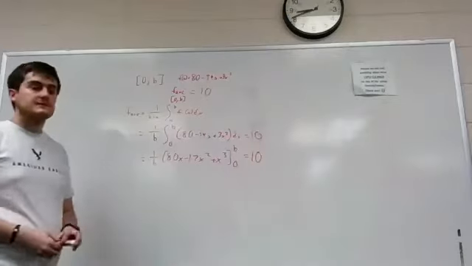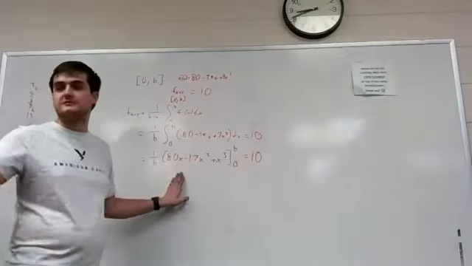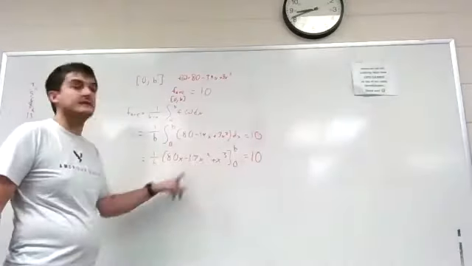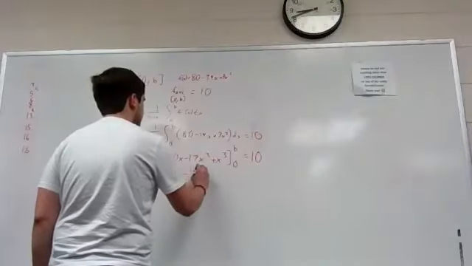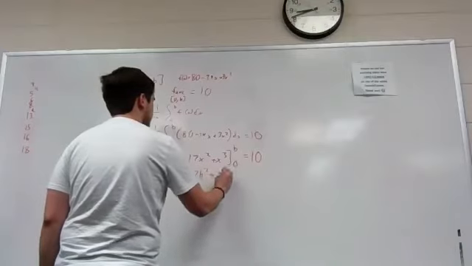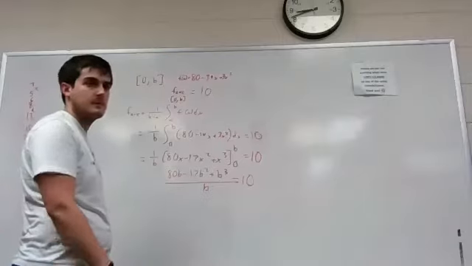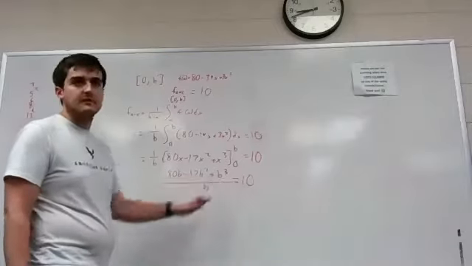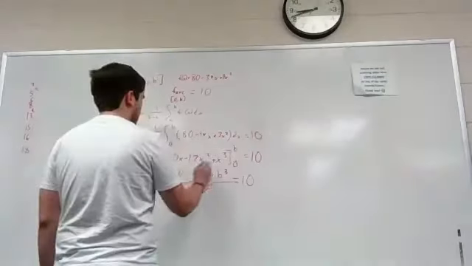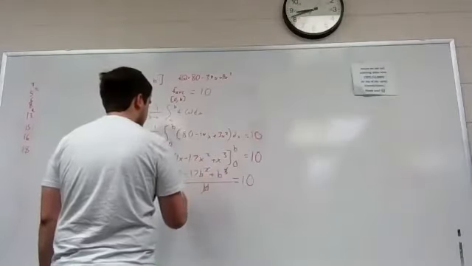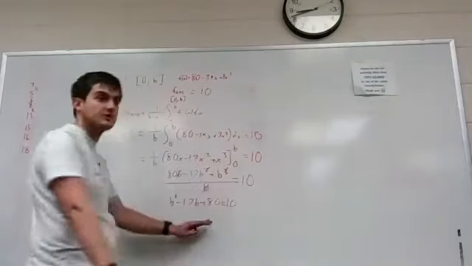Okay, so there's an extra step of the integration, right? When we plug 0 in, everything goes away. And then when I put b in, we get 80b minus 17b squared plus b cubed, and this is all divided by b equals 10. Okay, so then we can divide a b from each, right? Does that make sense? So then we're left with b squared minus 17b plus 80 equals 10, which is a quadratic equation.